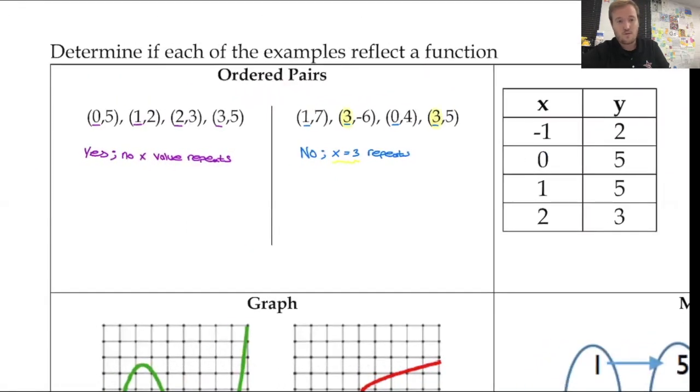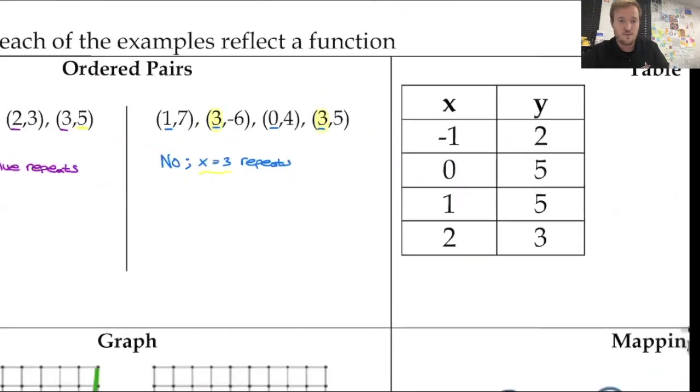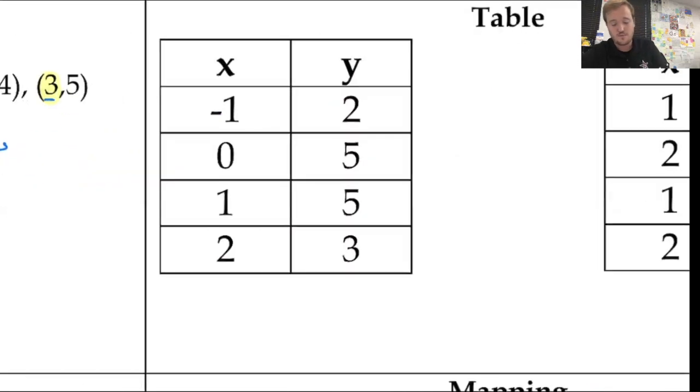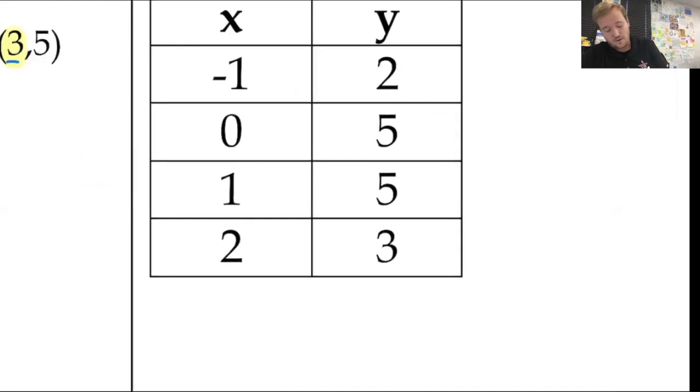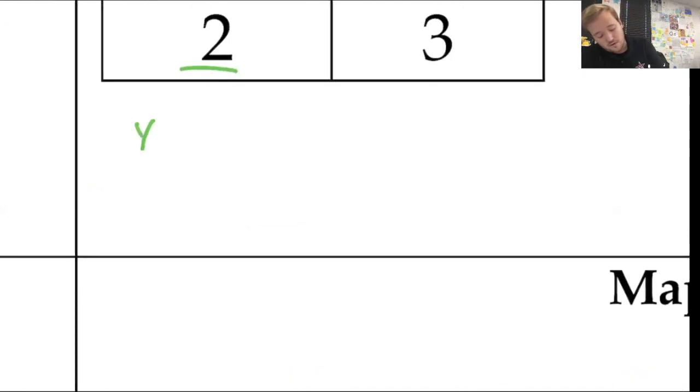So if you also kind of refer back to the first one that we did over here in purple, notice how the y value repeats, but it's still a function. So remember, the y values, it doesn't matter. We are only looking at the x values. Okay, so those are for the ordered pairs. Now we're going to take a look at the tables. So once again, looking at the x values only, so we have -1, 0, 1, and 2. Those are all different. So this one is a function. So no x value repeats.